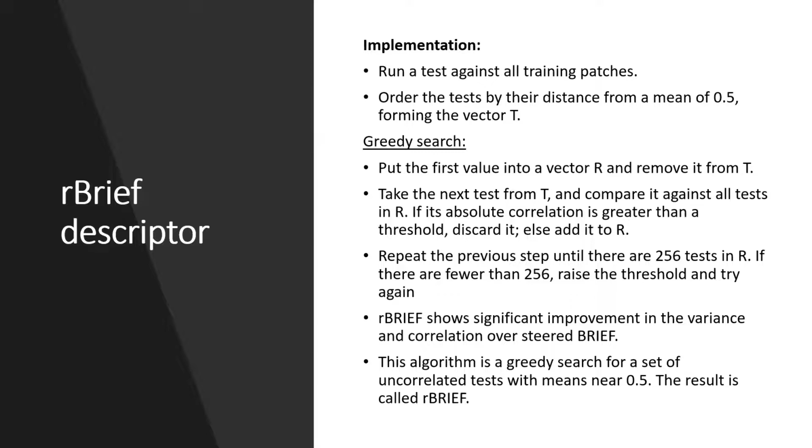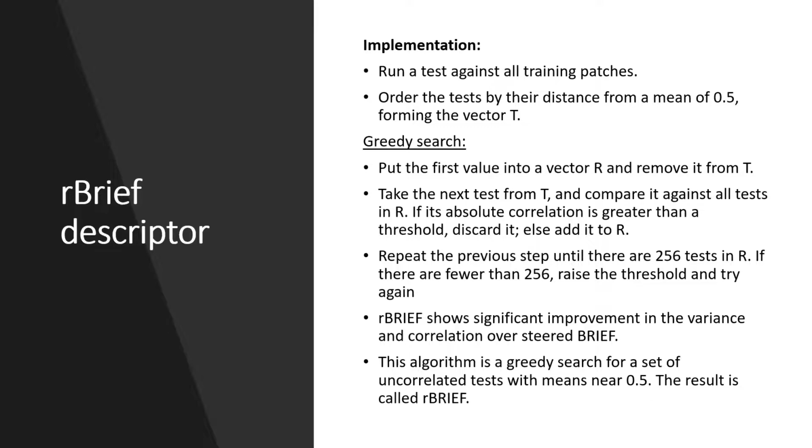If its absolute correlation is greater than the threshold, we discard it. Otherwise, we add it to R. We repeat the same step until we get a total of 256 tests in the R vector. If there are fewer than 256, we raise the threshold and try again. So rBRIEF shows a significant improvement in variance and correlation over steered BRIEF.